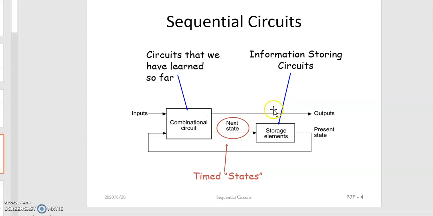This is the block diagram of sequential circuits. So here we have to consider the combinational circuits. The output of these combinational circuits can be stored in storage elements. So the present outputs depend upon the present inputs as well as the previous outputs.